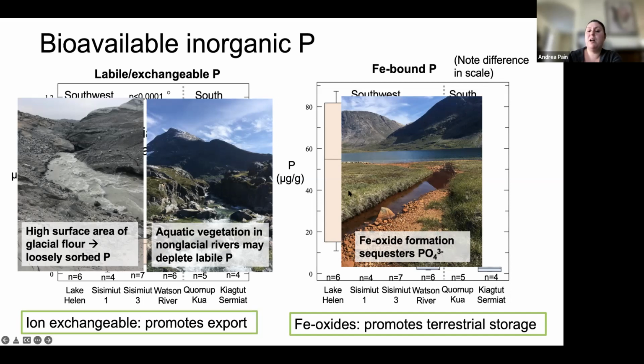However, if we think about the iron-bound phosphorus, our hypothesis seems to be supported that iron oxide formation in a post-glacial environment leads to the sequestering of this phosphate. And the combination of these two changes would result in a higher export from a glacial environment and a higher terrestrial storage in a deglaciated environment, which would result in lower exports of phosphate in streams.